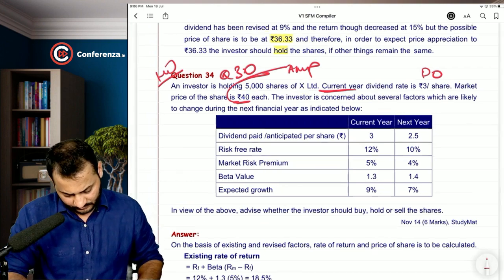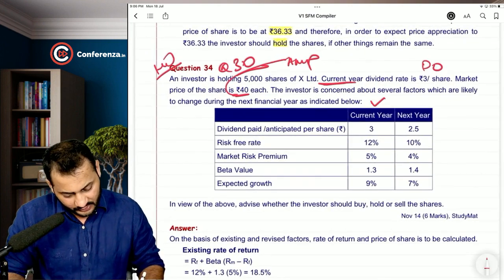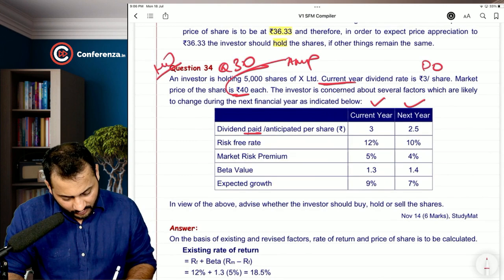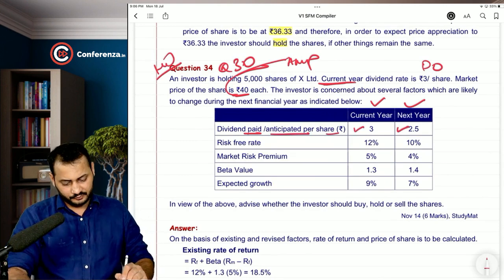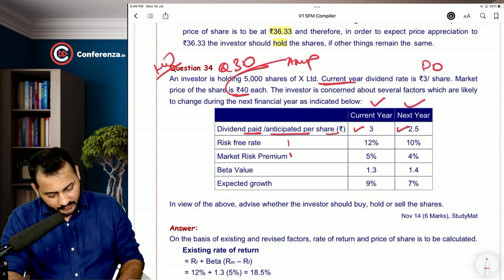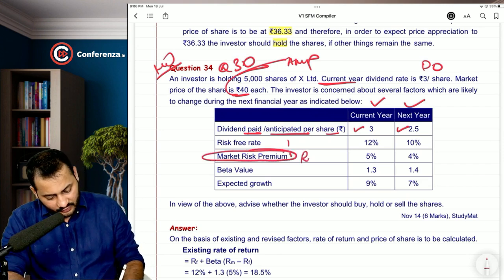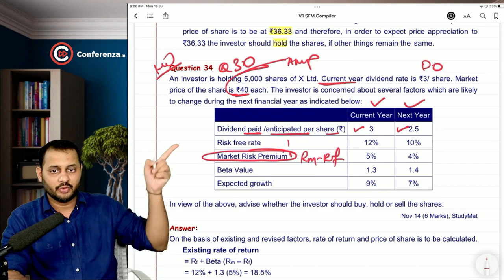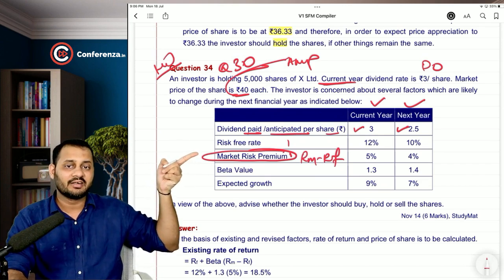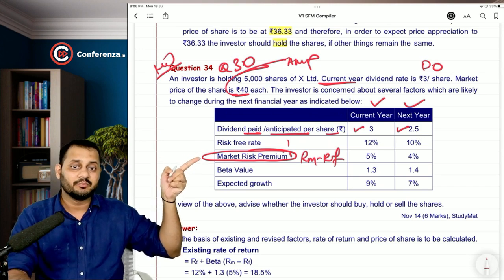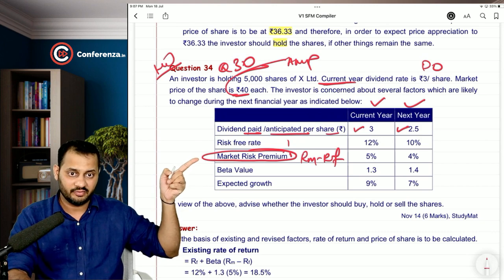Dividend. This is for the current year and the next year, paid or anticipated per share. This is the current year and this is the next year's dividend. Risk free rate, market risk premium. Please understand this entire thing. Write down one thing: RM minus RF is given to you. This is something tricky which is given in this question. They have not written it as market return. This is written as market risk premium. This is already RM minus RF.